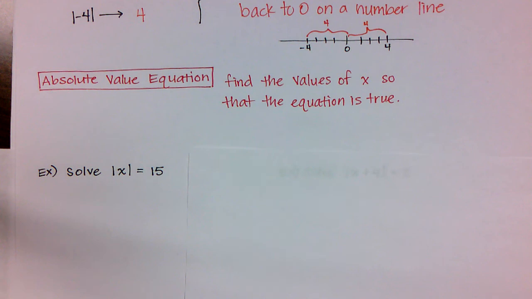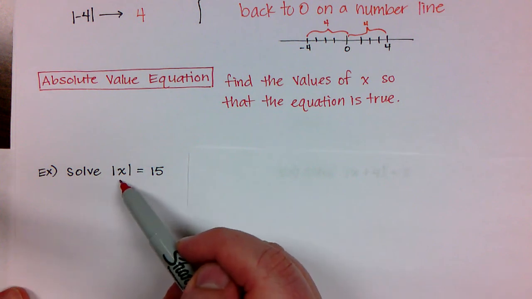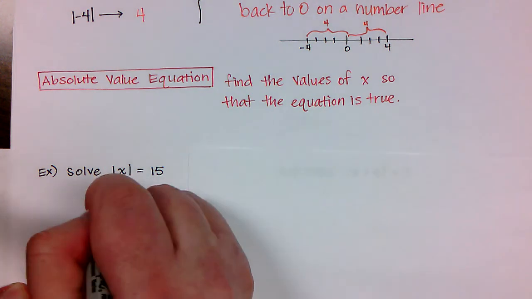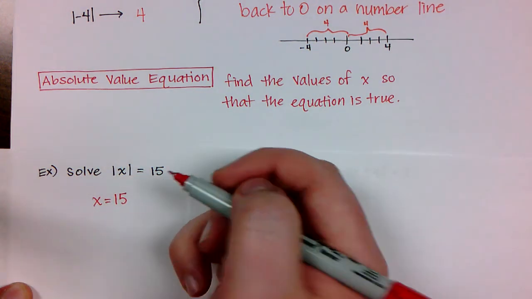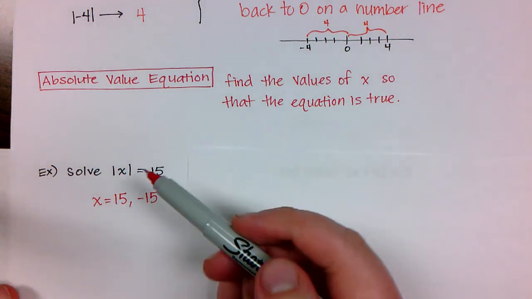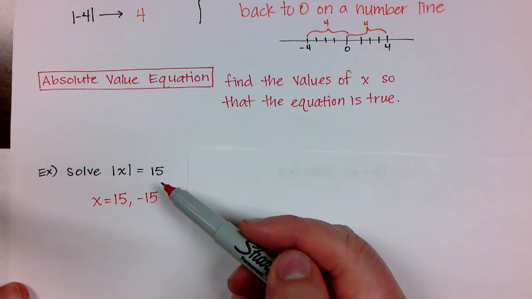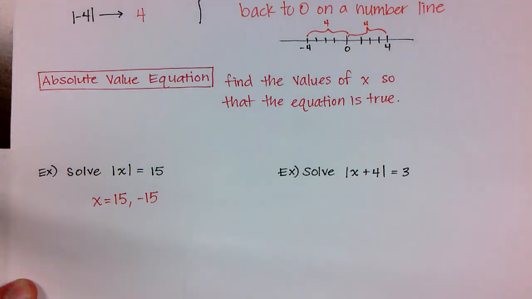So what we're thinking in our heads is, what number could I put in here so that when I take the absolute value of it, I get 15? Well, obviously x could be +15, but also x could be -15. Because if I take the absolute value of -15, I get +15. Okay, so that's a pretty easy one. The next one is fairly simple as well.